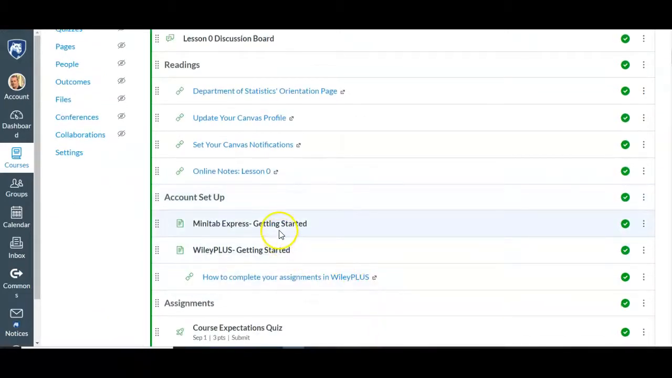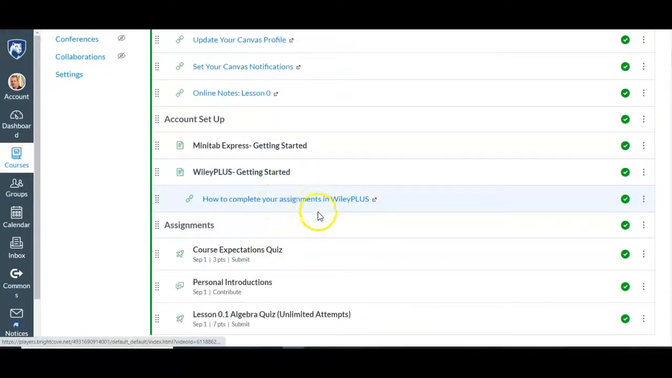And then we use Minitab Express as our statistical software. It's now become free for Penn State students, which is great. That saves a little bit of money. And we use that weekly for our labs. We have Wiley Plus embedded in the course as our homework provider. And we also will use at times a web-based software called StatKey that is part of the textbook that we use. And here's a little guidance on how to complete assignments in Wiley Plus.